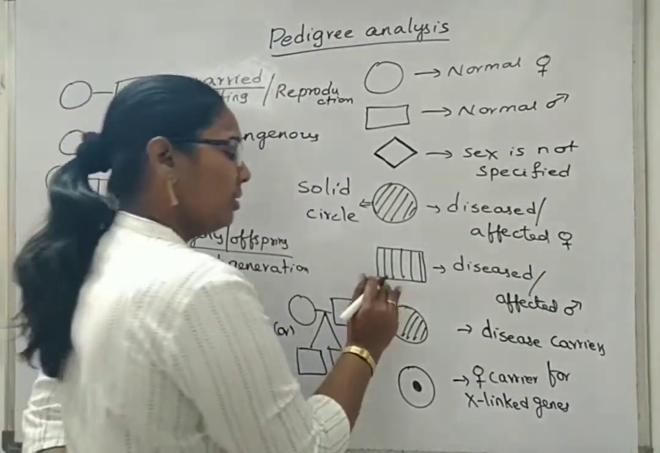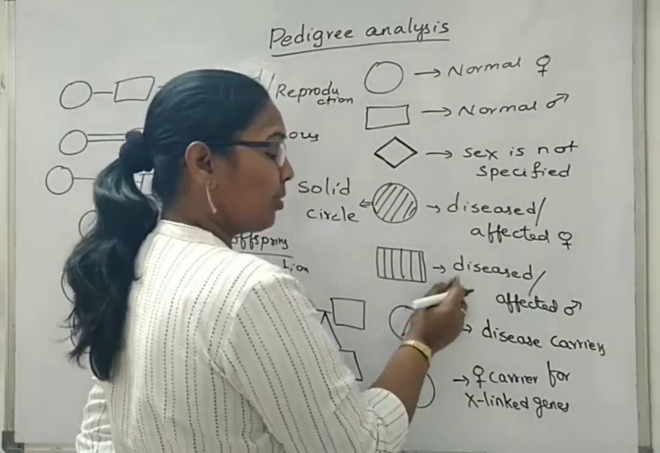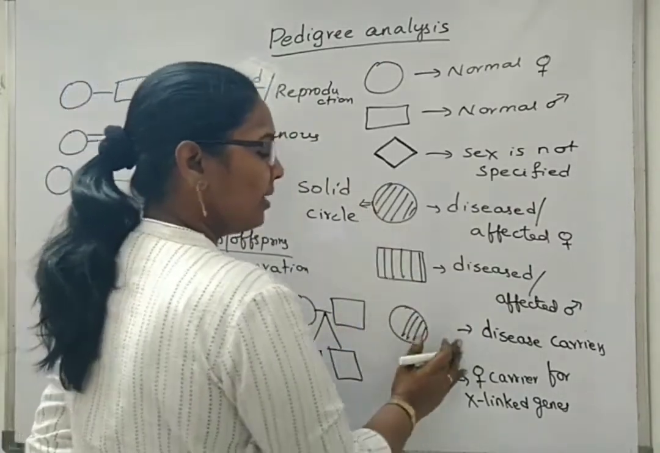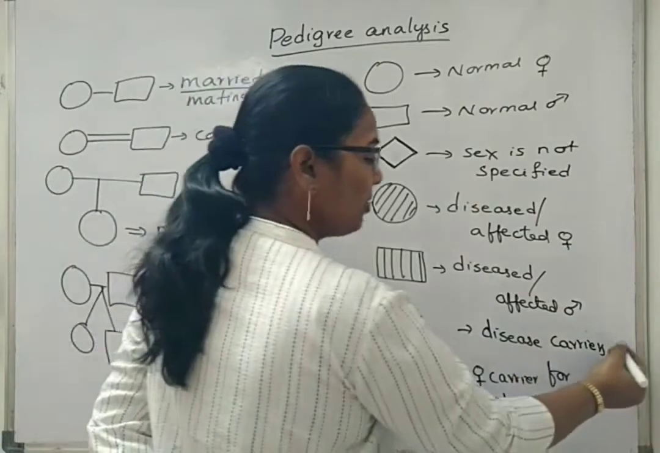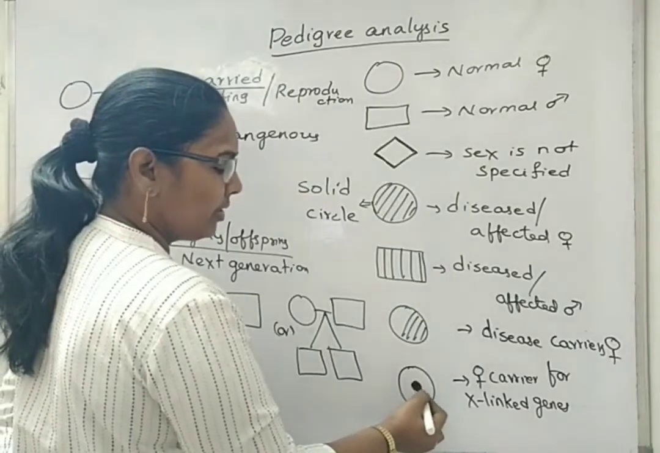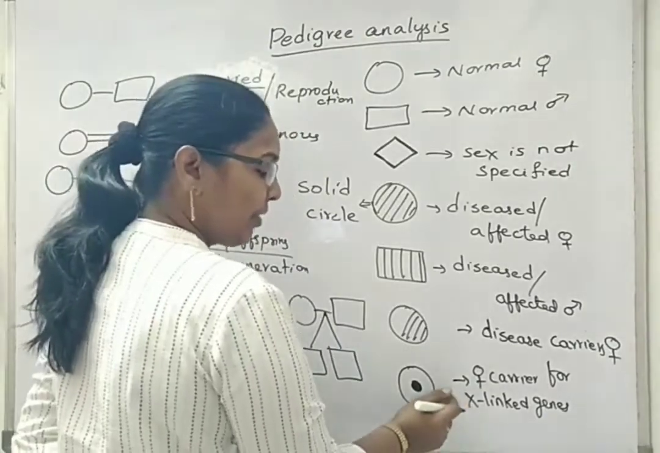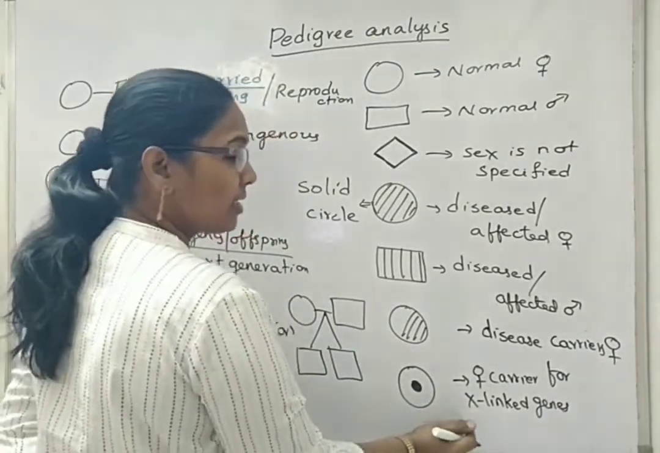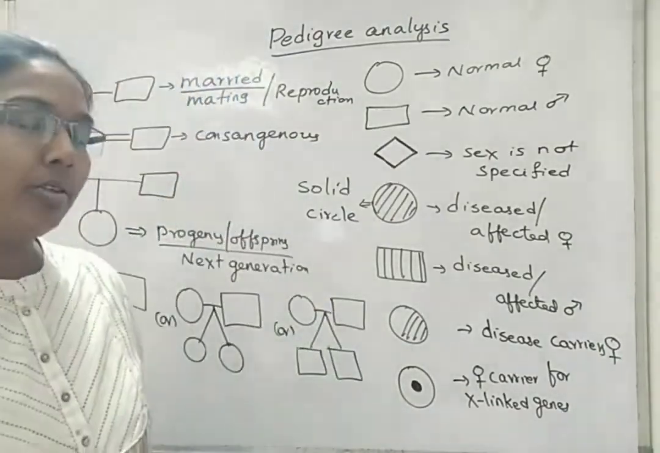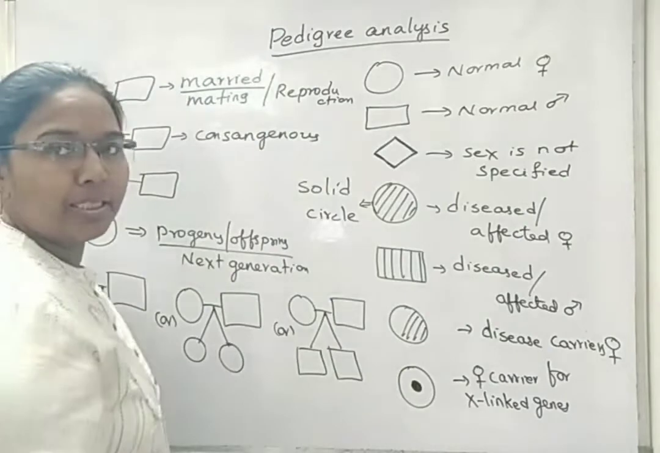In the same way, if the male square box is shaded, then we are talking about the diseased male or affected male. But if the circle is half shaded, then those are diseased carrier females. Next, if the circle has a center dot, then it means the female is a carrier for X-linked genes or sex-linked genes. We have seen hemophilia and color blindness, which are sex-linked or X-linked recessive disorders. In such conditions, we see such representation.